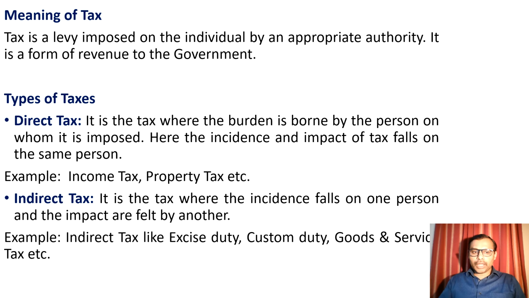Types of taxes. Coming to the types of taxes, we have two types of tax. One is a direct tax, another is the indirect tax. What is the direct tax? It is simple. The person on whom the tax is imposed, the same person has to pay that burden, has to pay the tax. So the incidence and impact fall on the same person. Example, income tax, property tax, etc. Who has an income, he has to pay the tax. Who has a property, he has to pay the tax. It will not pass on to another person.